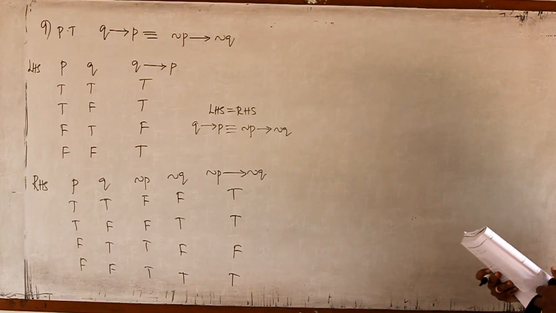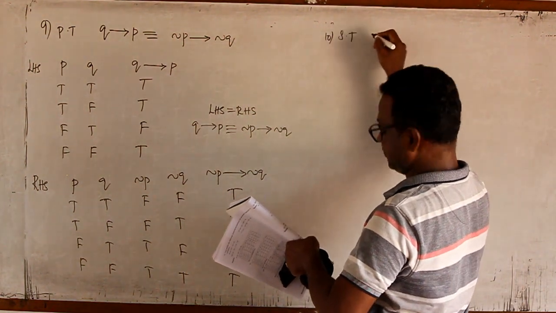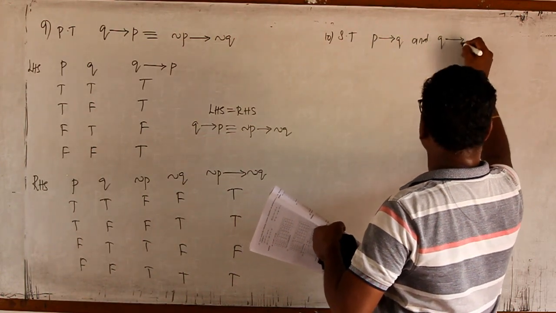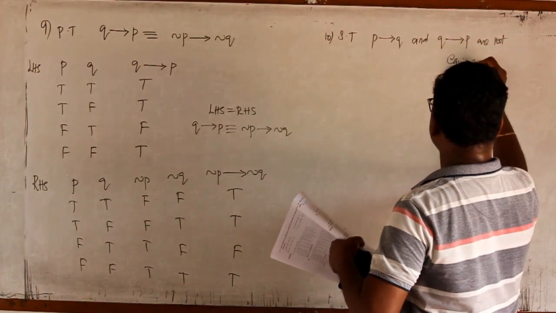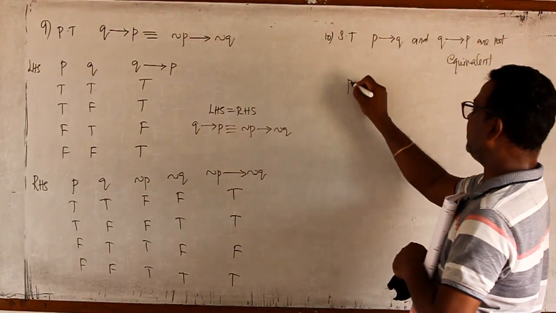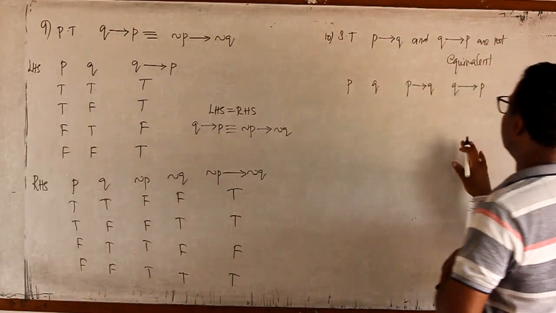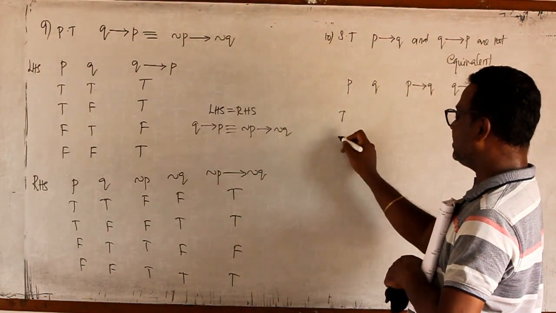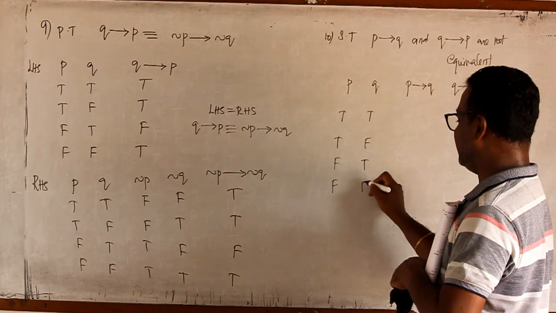Now we should go to the 10th problem. Show that P then Q and Q then P are not equivalent. So we shall see together. That is, let me find P, Q, P then Q, Q then P together. I must prove these two are not equal, that's all. Definitely they are not going to be equal. See that T, T, F, F, T, F, T, F.